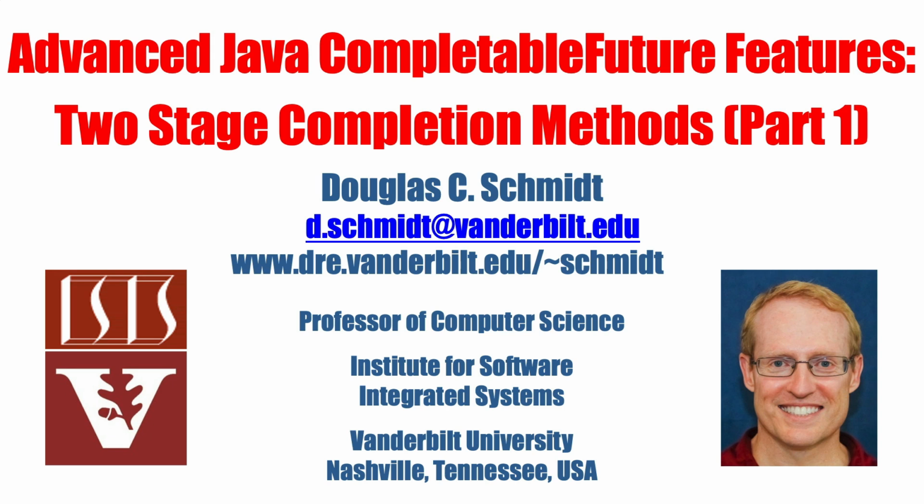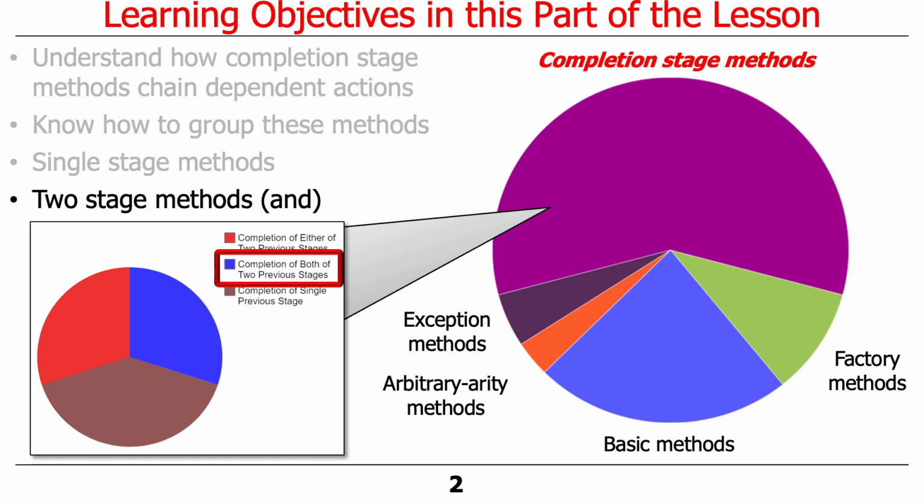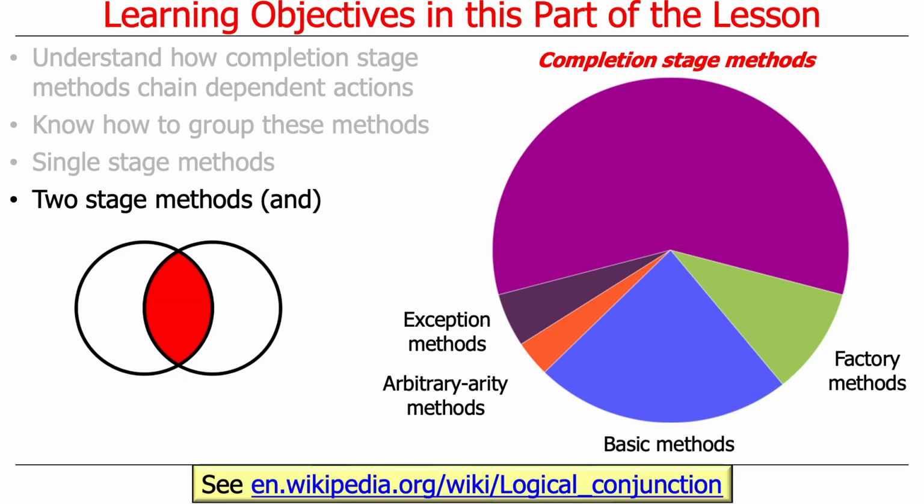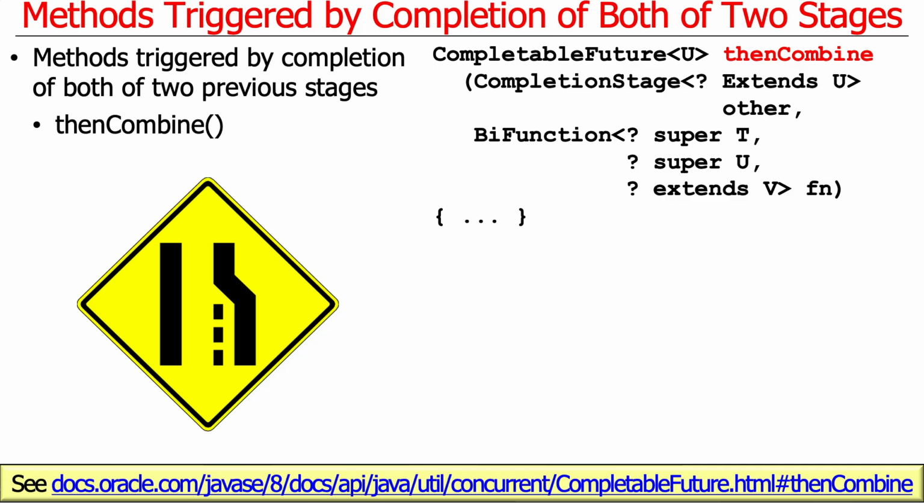It's now time to turn our attention to the two-stage completion methods. These are ones that will complete when two previous stages complete. We're going to start first by talking about the methods that will be called when both of two previous stages complete. Remember, this is like a kind of a logical conjunction, an and. You're kind of anding the results together.